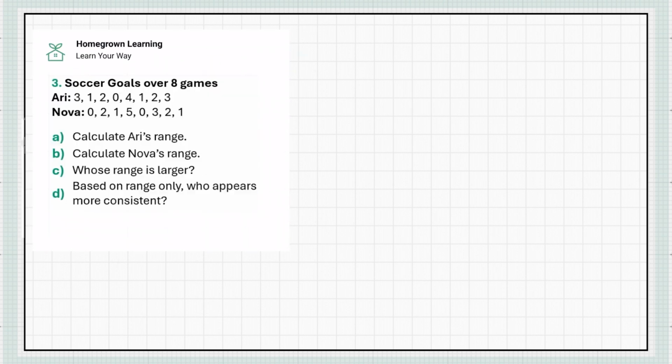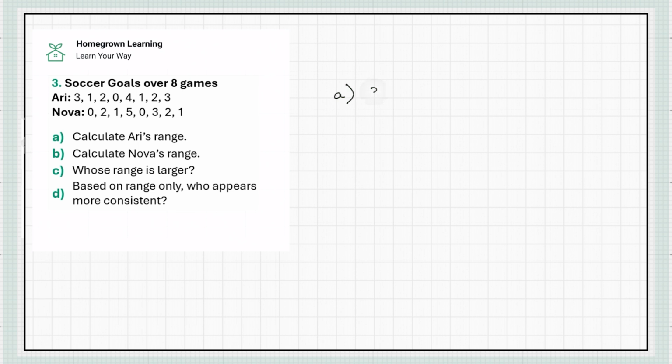Alright, now we're going to be looking at how we can apply range to a couple of different scenarios. And so we have two data sets here. We have Ari and we have Nova, and this is the soccer goals that they've scored over 8 games. So the first question here is asking us, A, calculate Ari's range.